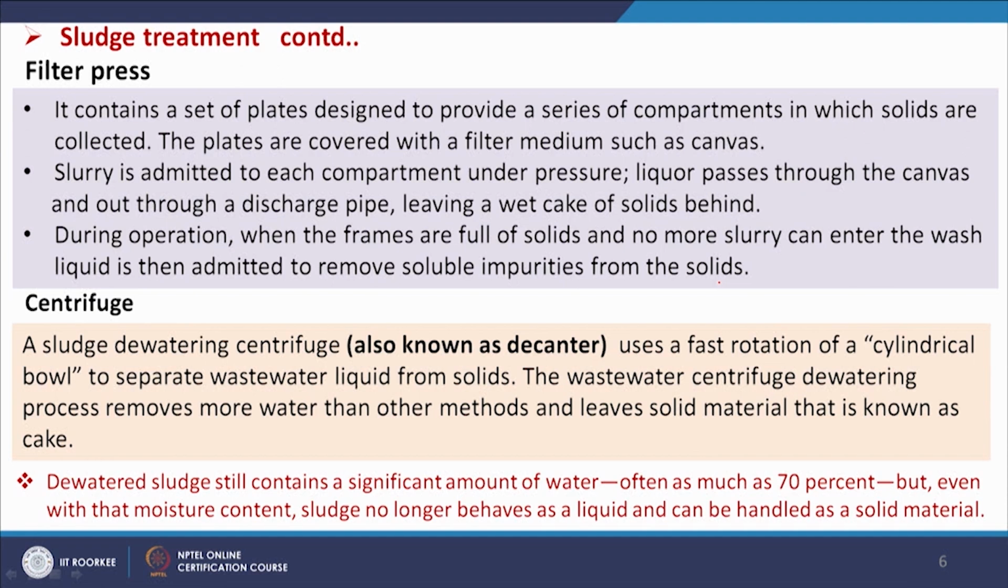And centrifuge: a sludge dewatering centrifuge, also called a decanter, uses a fast rotation of a cylindrical bowl to separate wastewater liquid from solids. The wastewater centrifuge dewatering process removes more water than other methods and leaves the solid material that is known as cake. And dewatered sludge still contains a significant amount of water, often as much as 70%, but even with that moisture content, sludge no longer behaves as a liquid and can be handled as a solid material.